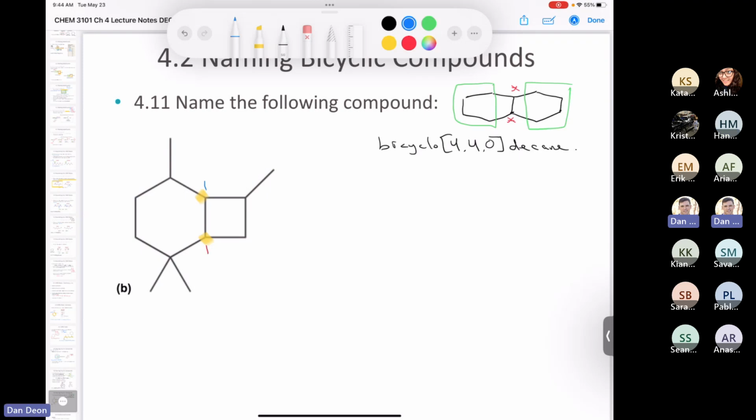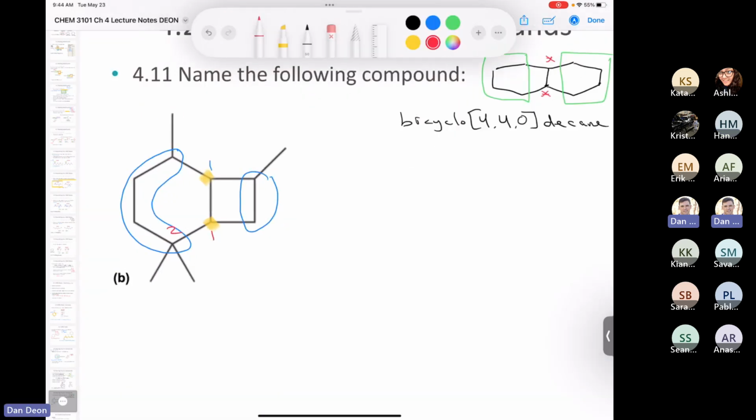Remember, I want to number the longest bridge first. So this is a 4-carbon bridge, and this is a 2-carbon bridge. So I'm going to have to start numbering either going 1, 2, or 1, 2. Which one's going to be the correct way of doing it?